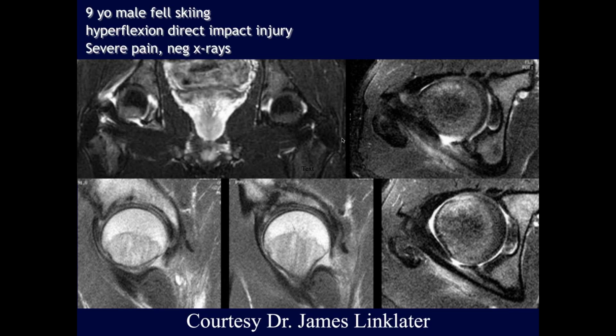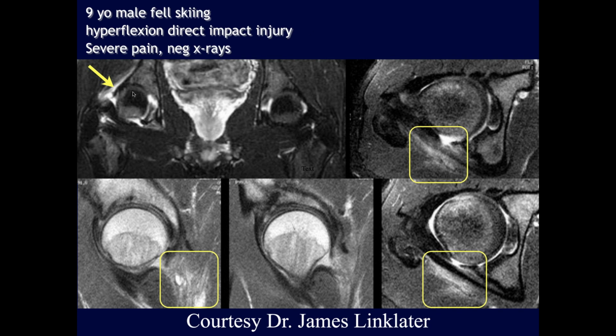Ashu. 9-year-old male, fell skiing, hyperflexion, direct impact injury, severe pain, negative x-rays. So looking at this right hip, there's obviously an effusion here. There also seems to be irregularity. I don't know if there's a fracture. The posterior acetabular rim also looks irregular on the axial images. I don't know if there's injury there and fracturing.